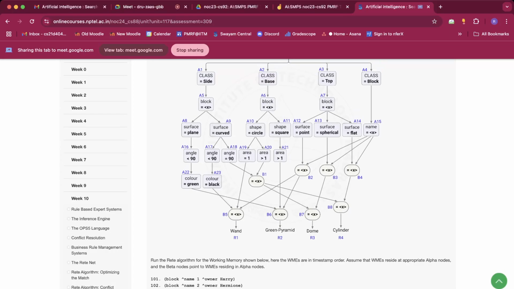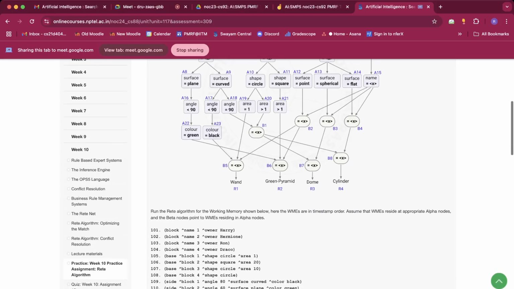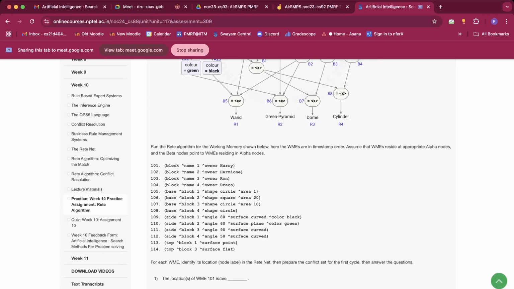Rule 1 or R1 also requires that the shape of the base to be a circle. So that is contained in 105, which is block 1, has shape circle and area 1, and 107, block 3, has shape circle but the area is 10, not 1. So here we have only one option remaining. Base block 1, shape circle, area 1.